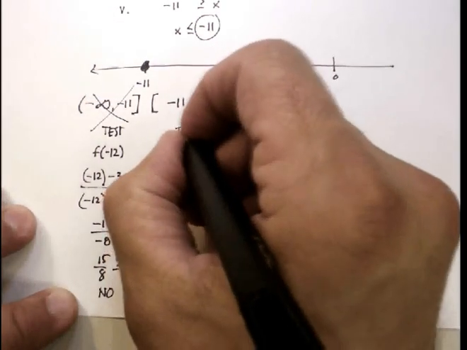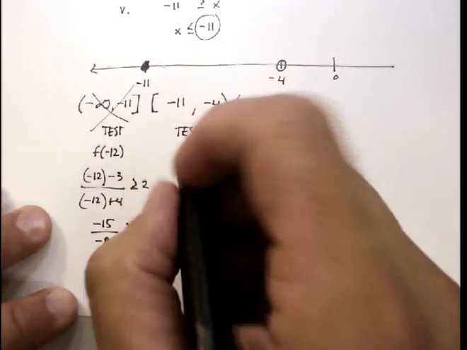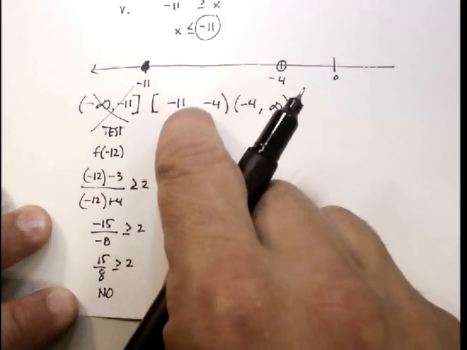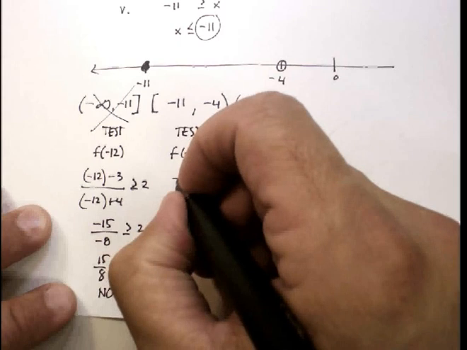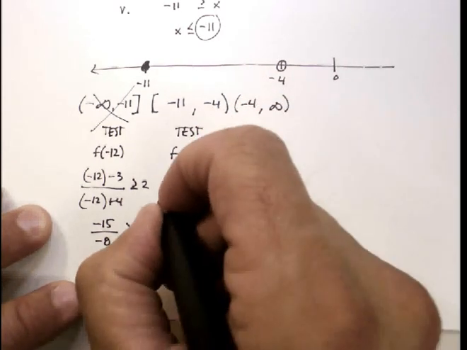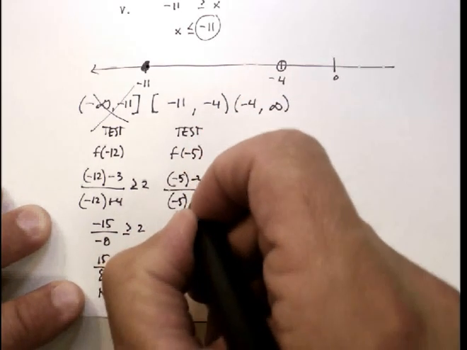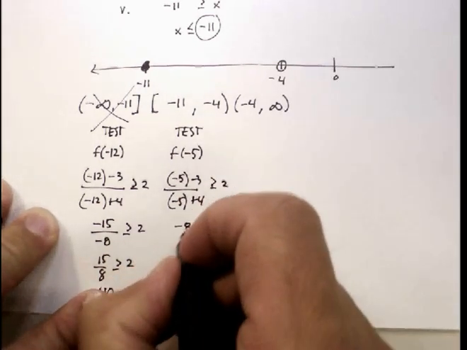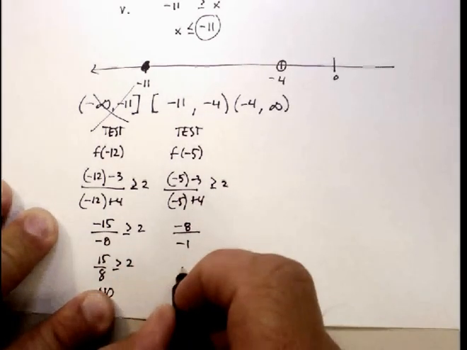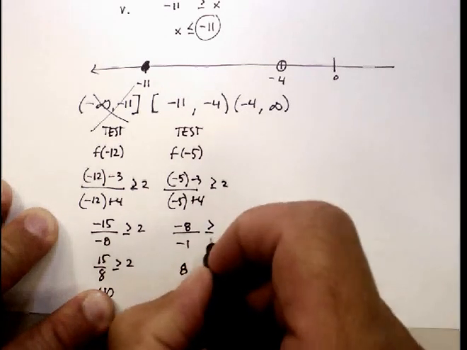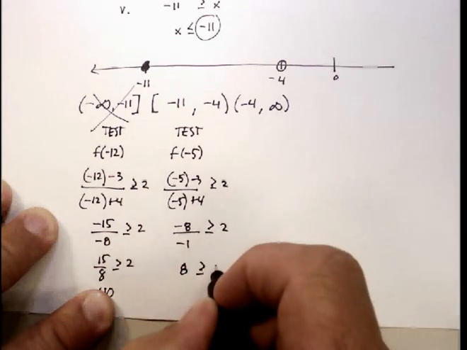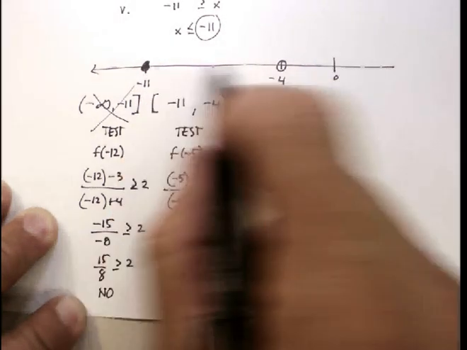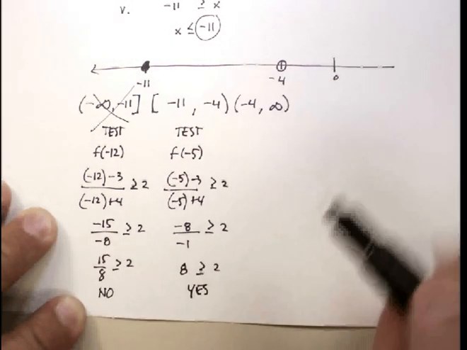Let's try this region now. Let's test, I don't know, negative 5. You can choose any number in between there. So let's try that one. Negative 5 minus 3, over negative 5 plus 4, greater than or equal to 2. That's going to be negative 8 over negative 1, which turns out to be positive 8, doesn't it? Greater than or equal to 2. And that's a true thing. So we're going to say, yes, this one works. This is a region that's going to work. Any number in there will actually work.